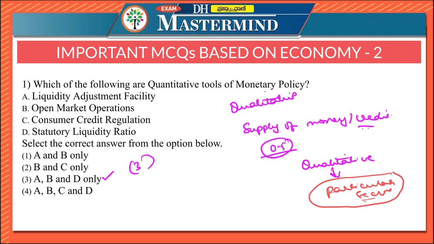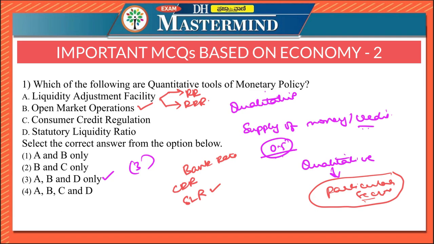So which are the quantitative tools of monetary policy? Bank rate, open market operations, cash reserve ratio CRR, statutory liquidity ratio, SLR, and then liquidity adjustment facility. If you have watched the earlier video, you will know that liquidity adjustment facility has repo rate and reverse repo rate. So these things come under quantitative monetary policy instruments.